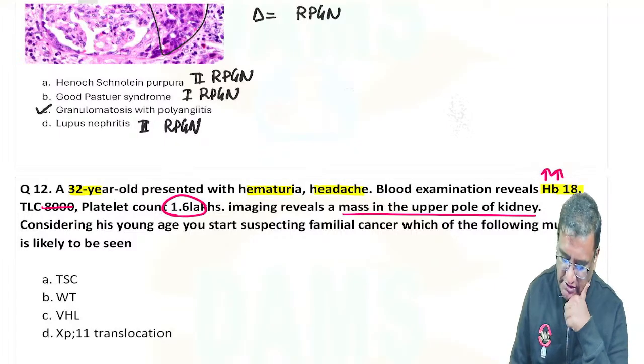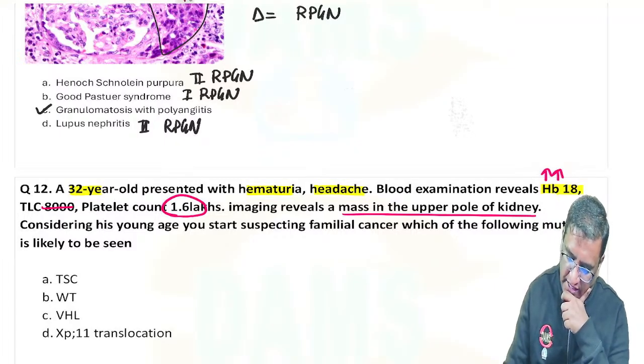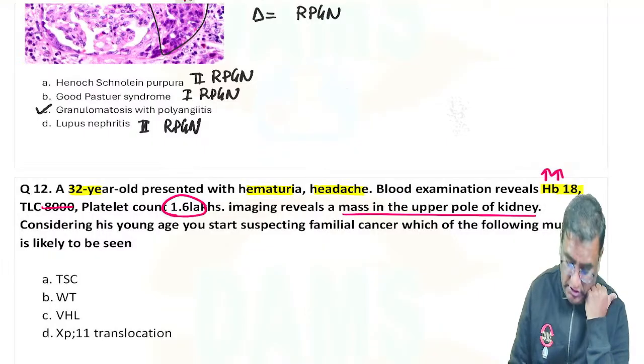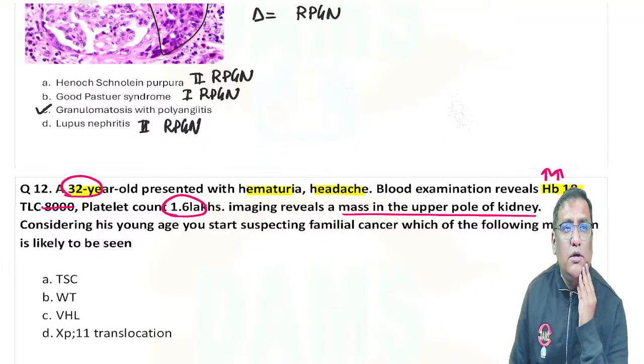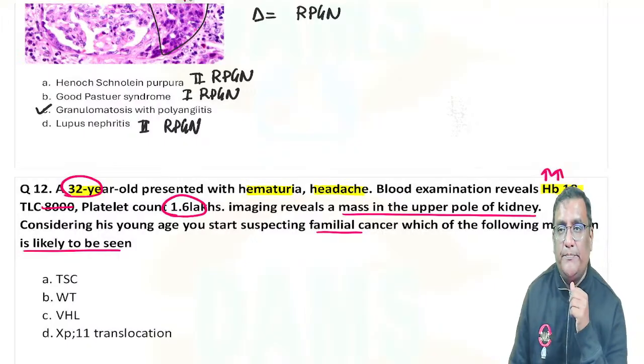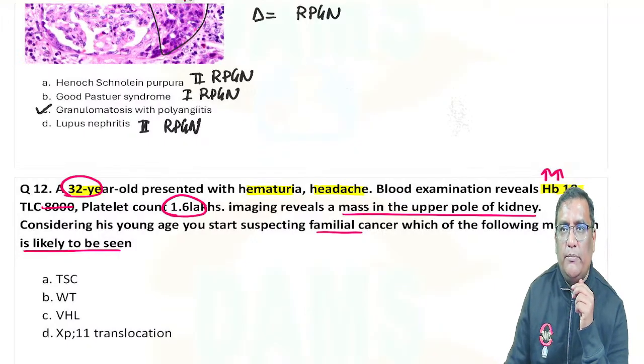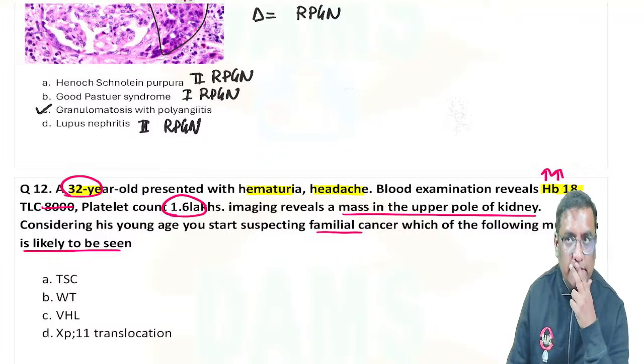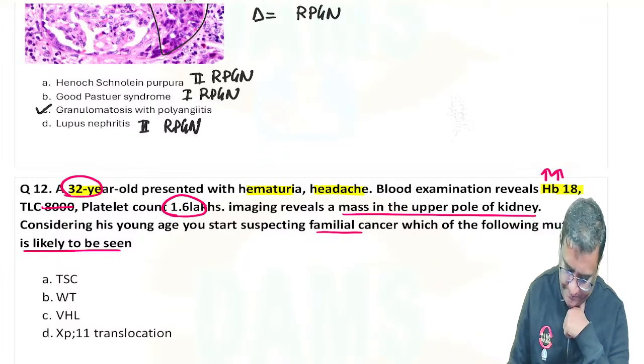So what is the answer to this question? There is a kidney mass in a 32-year-old, and considering his young age, you start suspecting a familial cancer. Which of the following mutations is likely to be seen? What are you thinking here?